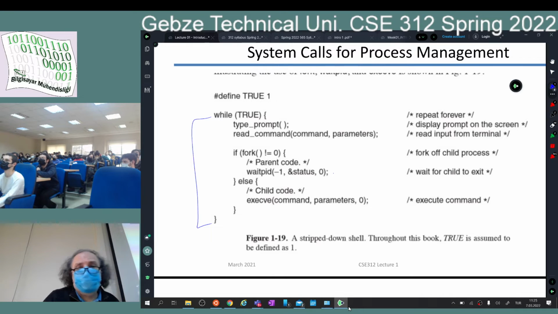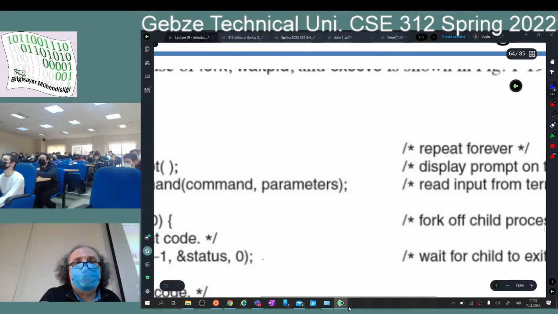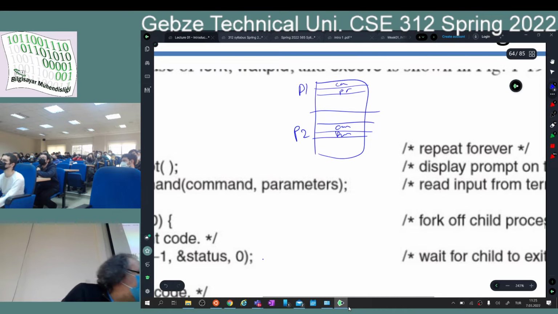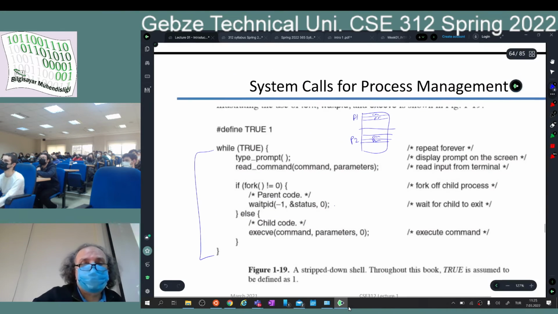It's a copy, okay? So this is process 1 and this is process 2. Inside process 1, I have the commands and the parameters. Inside process 2, I have commands and I have the parameters. Okay? After exec, can we access it?